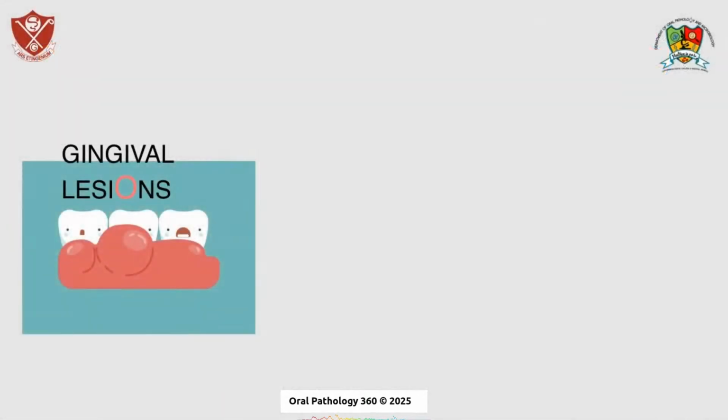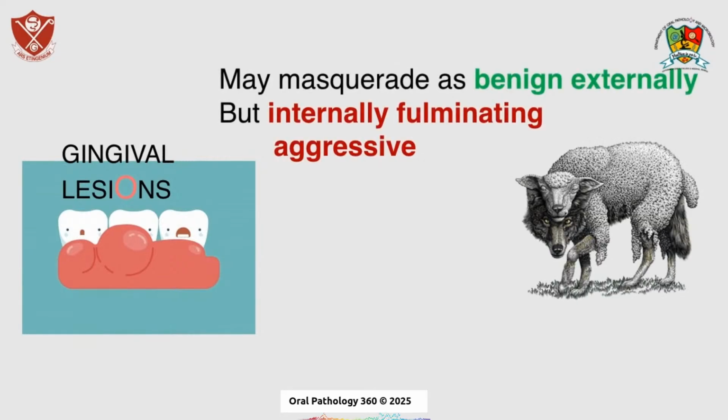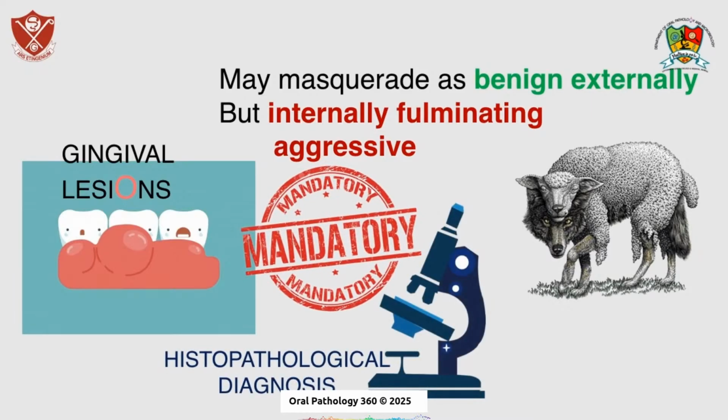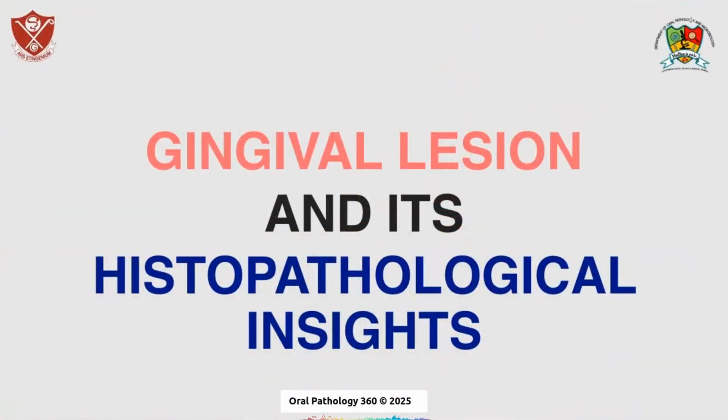Lesions on and off the gingiva are not uncommon in the oral cavity. They may masquerade as benign externally, but they are fulminating aggressive lesions internally, where the histopathological diagnosis is mandatory. So let's peep into a gingival lesion and its histopathological insight.